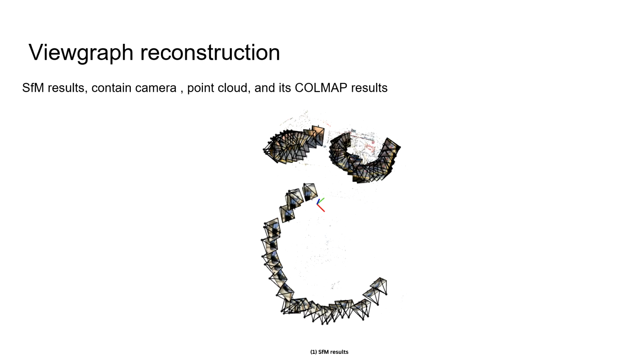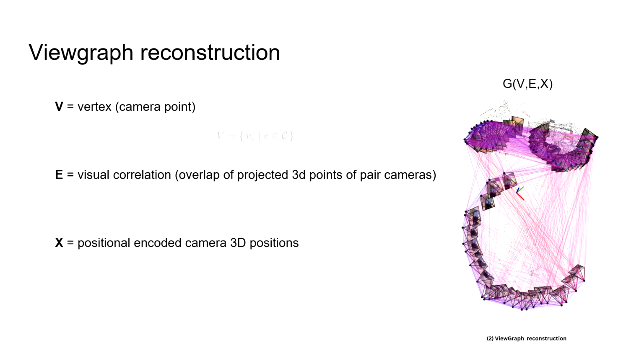First, we take the SfM output, which includes camera poses and a sparse point cloud, to construct a view graph. We construct a graph G = (V, E, X), where V are camera points, E are edges encoding pairwise visual correlation between cameras, and X are the node features given by the positional encoding of each camera's 3D position.